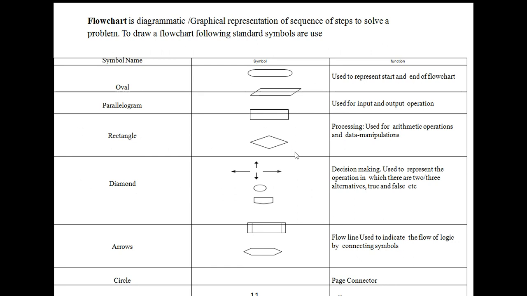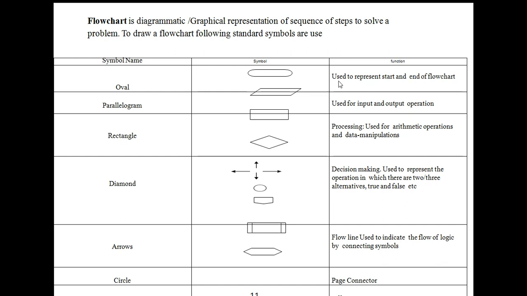A flowchart is a diagrammatic or graphical representation of a sequence of steps to solve a problem. Again, the definition. To draw a flowchart, the following standard symbols are used. There are several symbols that you can use in a flowchart. The very first symbol is the oval symbol. You can see it looks like an ellipse. It is used to represent the start and end of a flowchart.